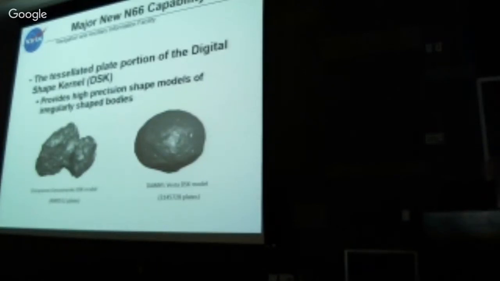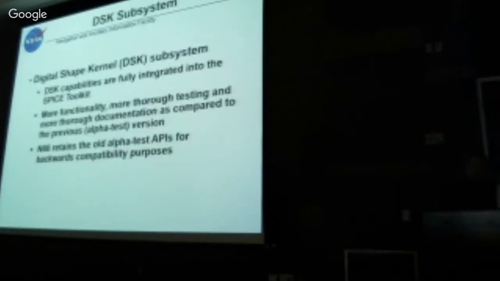A couple of examples of such visualizations are the Churyumov-Gerasimenko DSK model, which consists of over 4 million plates, and the Itokawa DSK model, which consists of over 3 million plates. The Digital Shape Kernel subsystem enables SPICE applications to access detailed representations of shapes of extended objects and use that shape data conveniently in geometry calculations.